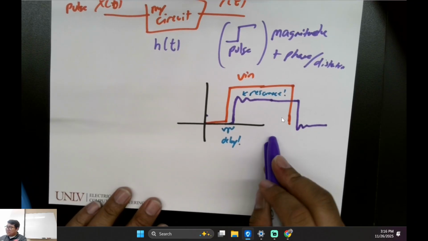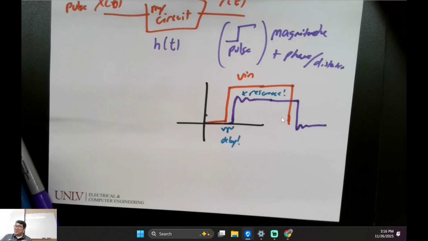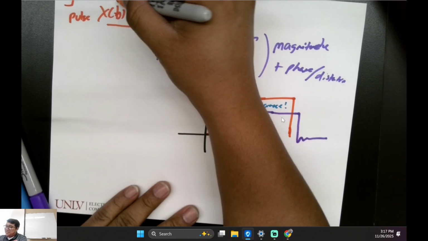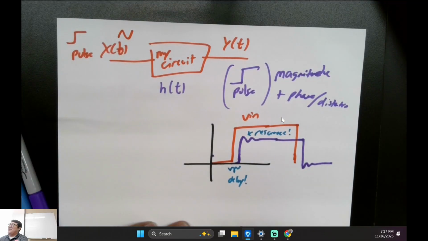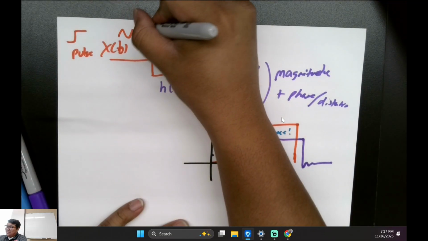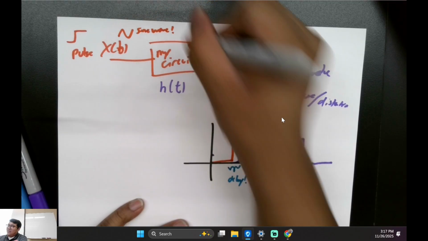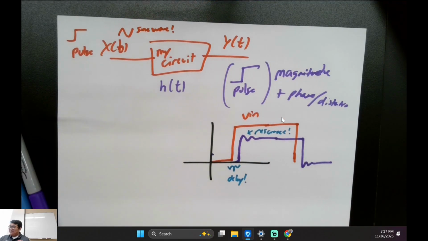So what if I just did the following? If I threw in a squiggly sine wave, it's a sine wave. What's going to come out of the system?